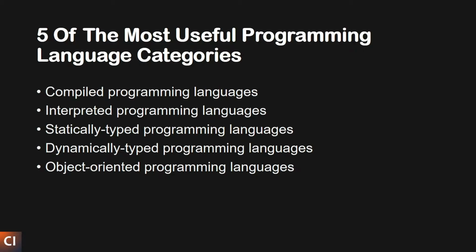So I'm going to explain what all these useful programming language categories mean, so that next time you see them, you'll be confident: aha, I know what this means. There are usually five categories that you hear about. We have the compiled languages, the interpreted languages, the statically typed languages, the dynamically typed languages, and then the object-oriented languages.